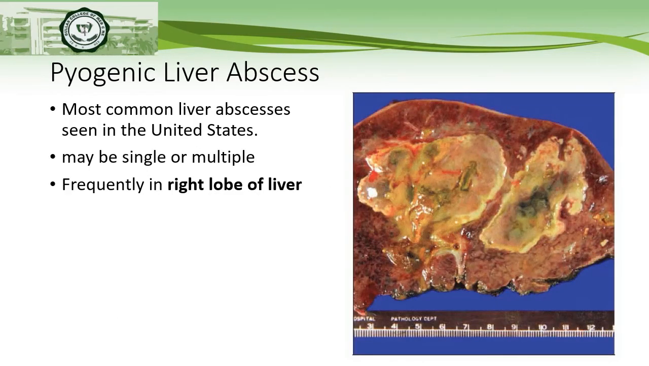With regards to the infection of the liver, the first one would be the pyogenic liver abscess. They are the most common liver abscess seen in the United States, may be single or multiple, and more frequently found on the right side of the liver. The abscess cavities may be variable in size, and when multiple, may give a honeycomb appearance.